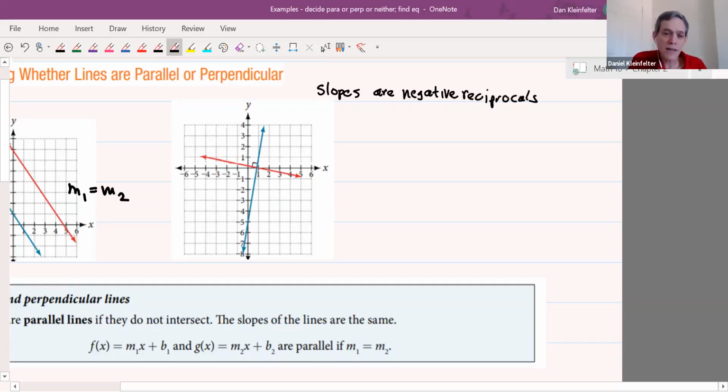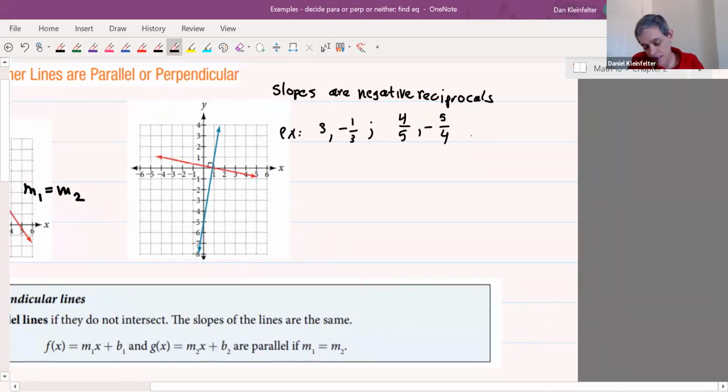Meaning that they're negative reciprocals means, first of all, they're negatives of each other, so 4 and -4, 2 and -2, but not only that, they have to be reciprocals as well. So examples would be 3 and -1/3, 4/5 and -5/4. Not only have we formed the reciprocal, but also they're opposite in sign. 11/8 and -8/11. Opposite in sign and also reciprocals of each other.